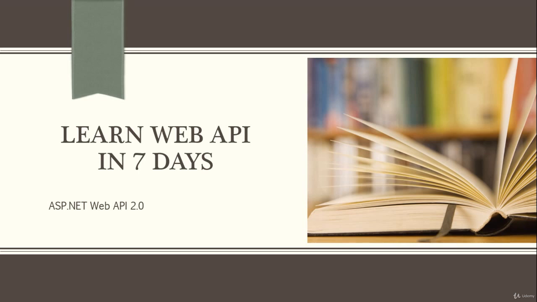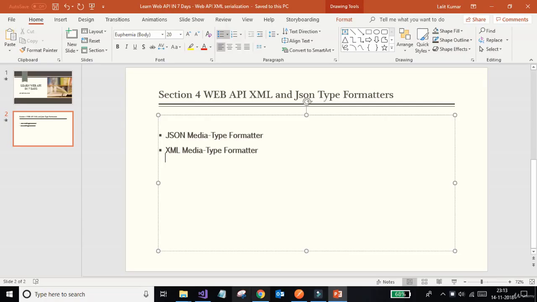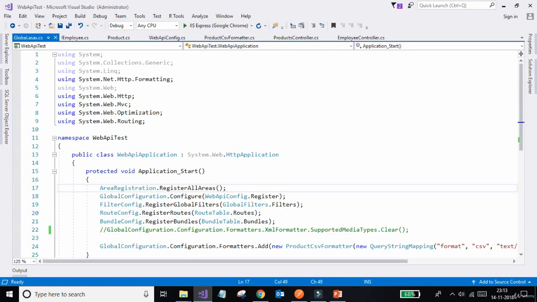In this lecture, we will be learning how we can return JSON and XML serialized data from API calls. So we're going to talk about JSON media formatter and XML media type formatter in this video. We will be trying to switch between the two format types and run the API controllers and see how it goes. So let's go to Visual Studio.